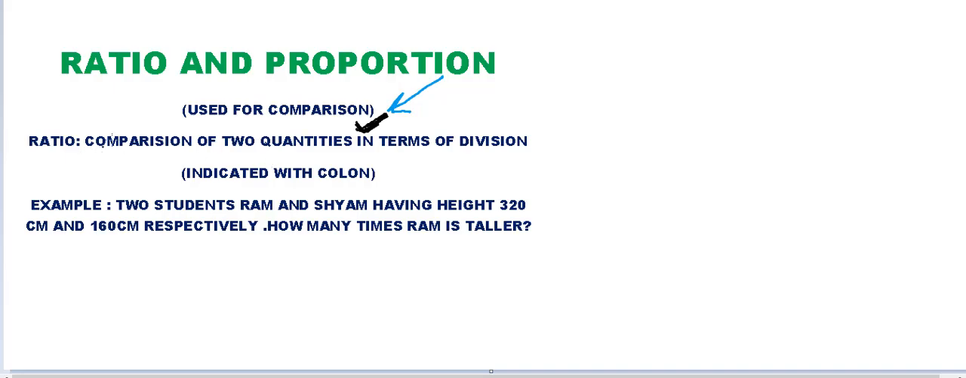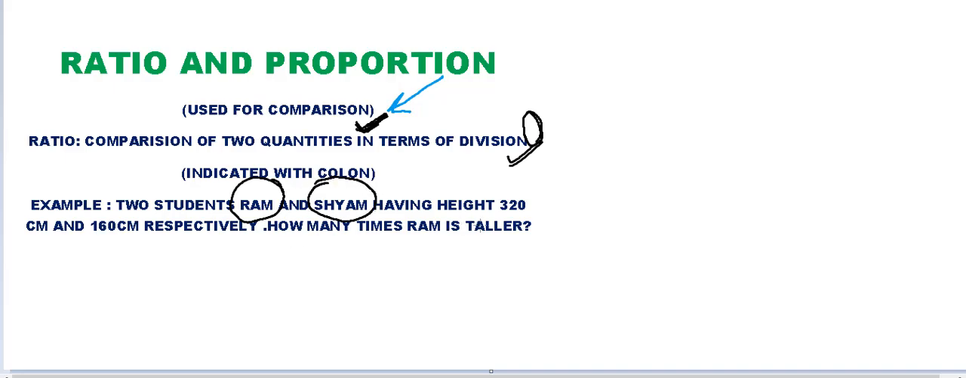So, what is a ratio? Basically, ratio is comparison of two quantities in terms of division. It's very tough to understand this topic through this definition, so I would like to describe it using an example. Let us take an example. We have two students in a class. One is Ram and the other one is Sham.